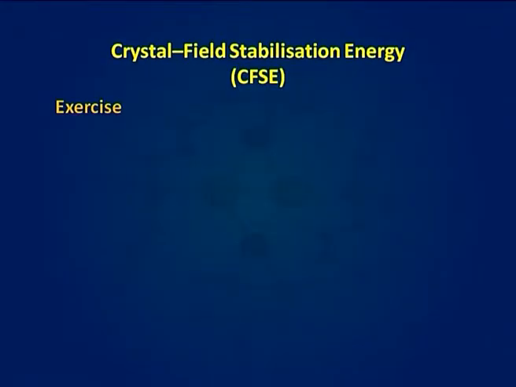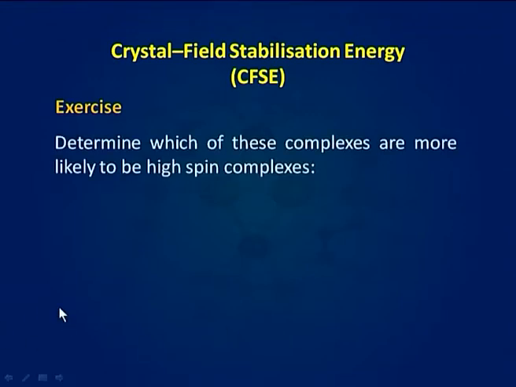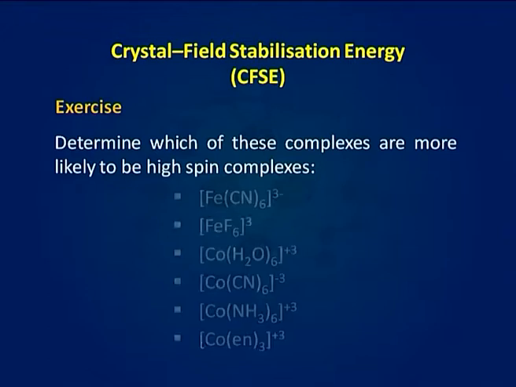You can predict the type of octahedral complex, that is whether it is high spin or low spin, with the help of the spectrochemical series and with the knowledge of the type of the ligand. We can see this with the help of an exercise. Determine which of these complexes are more likely to be high spin complexes.